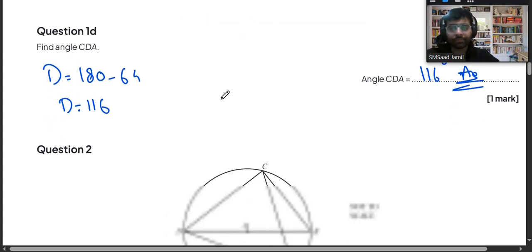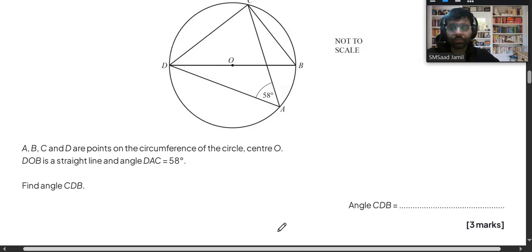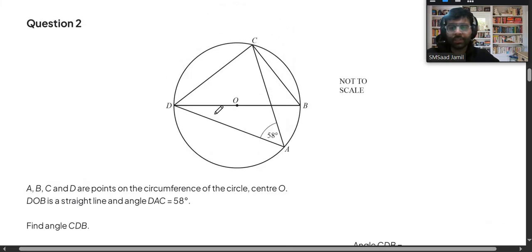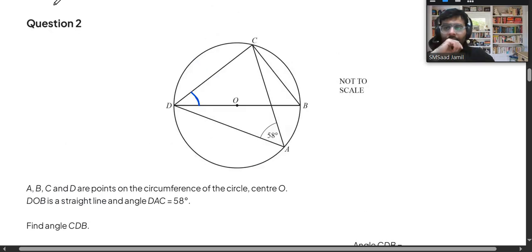So easy. Now let's move on to question 2. In question 2 it says A, B, C, D are points on the circumference of the circle center O. DOB is a straight line and angle DAC is 58. Find angle CDB. They're asking me to find this angle. Look guys, this question is not very difficult.